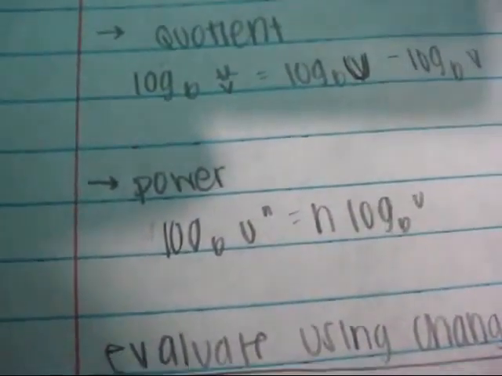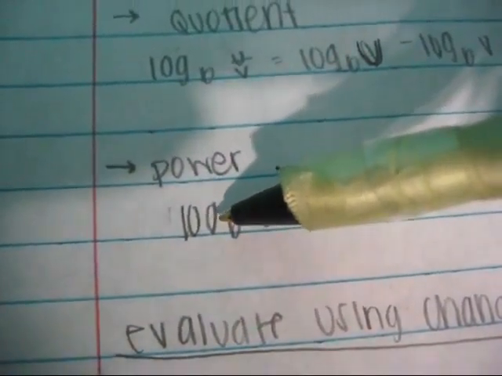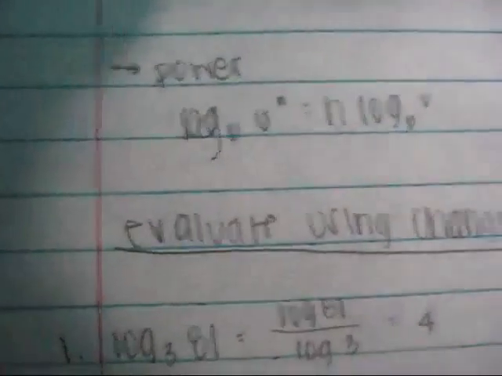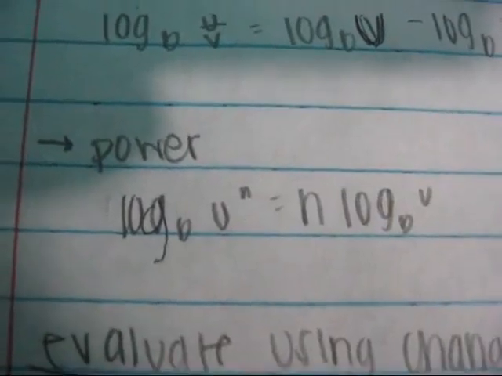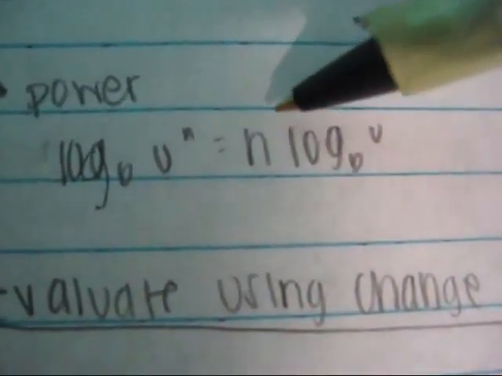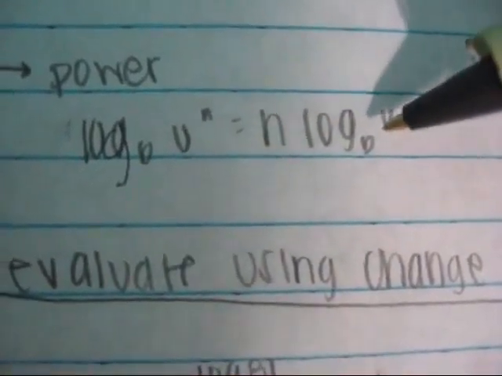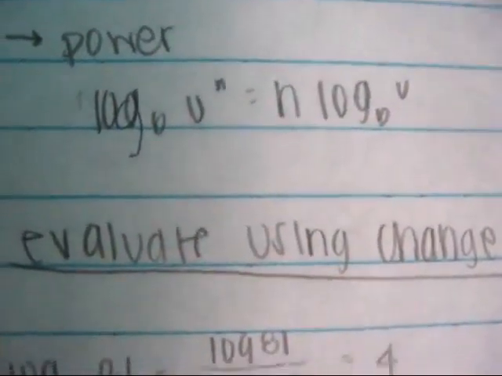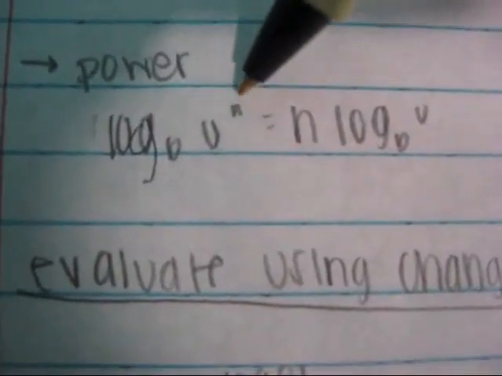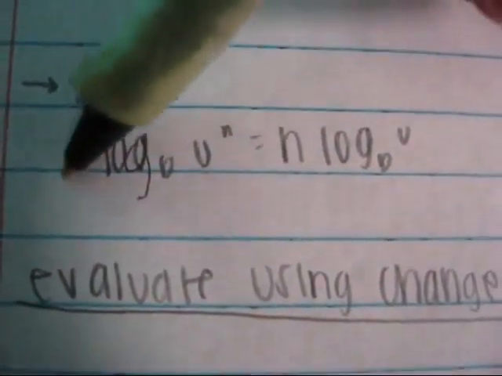The last property is the power property. Wow, that is an ugly g. Hold on, let's fix that. Okay, so let's say you have log base b of u to the n power, and that is going to be equal to, this one's the one that's kind of confusing, n log base b of u, because whatever the exponent is, here it's the n, you can pull that out and bring it to the front.